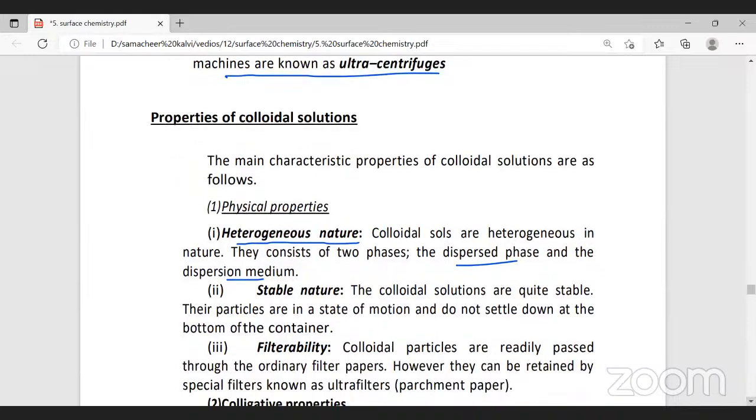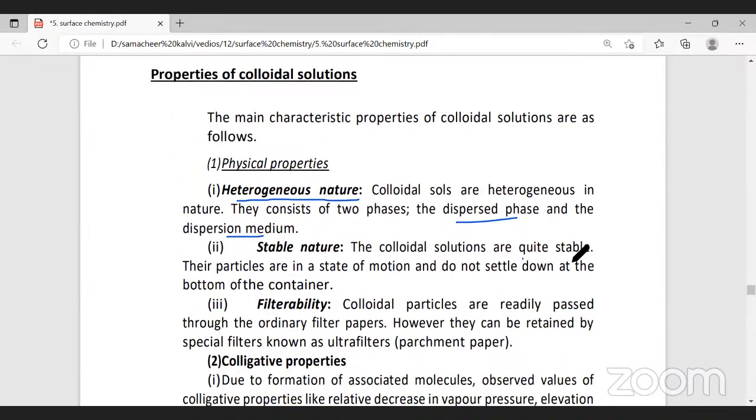Stable nature: the colloidal solutions are quite stable. These particles are in a state of motion and do not settle down at the bottom of the container. So if you take a gold sol, these gold particles are in random motion and do not settle down at the bottom. Filtrability: colloidal particles readily pass through ordinary filter papers. However, they can be retained by special filters known as ultrafilters, like parchment paper.